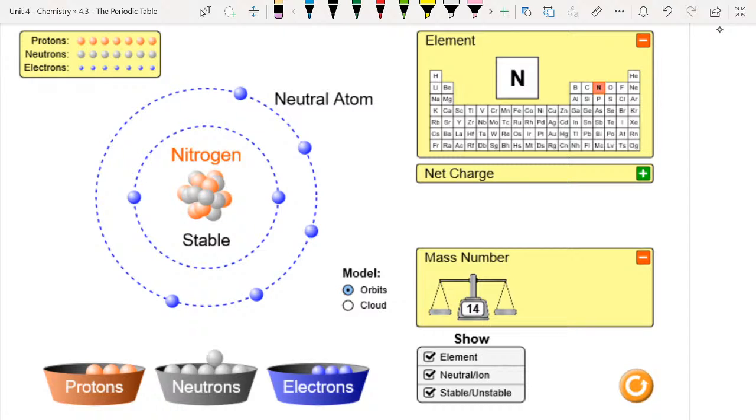And just look at it. If this is floating around and it finds another atom and they bump into each other, what part of the atom is going to bump into what part of the other atom?